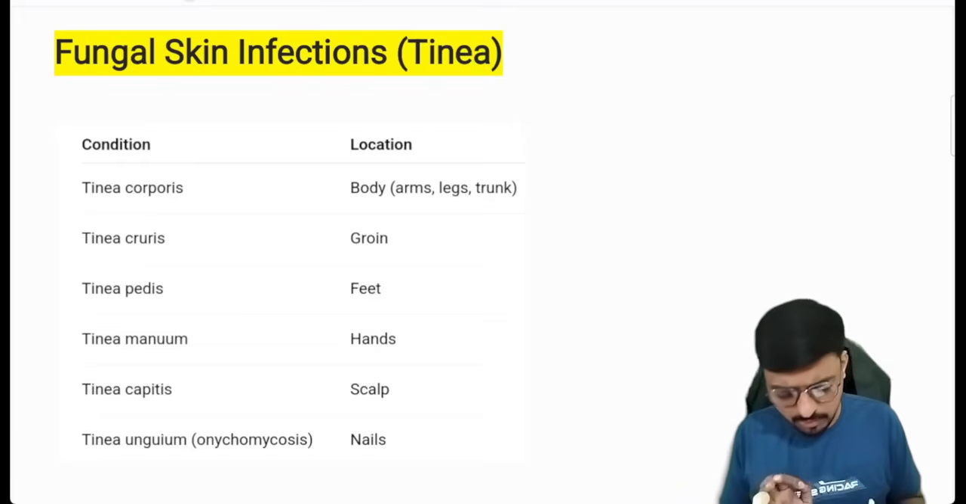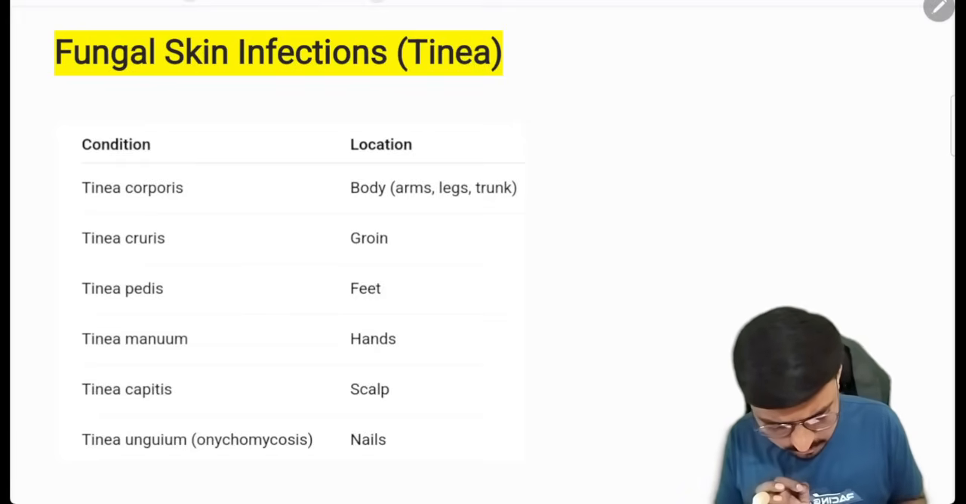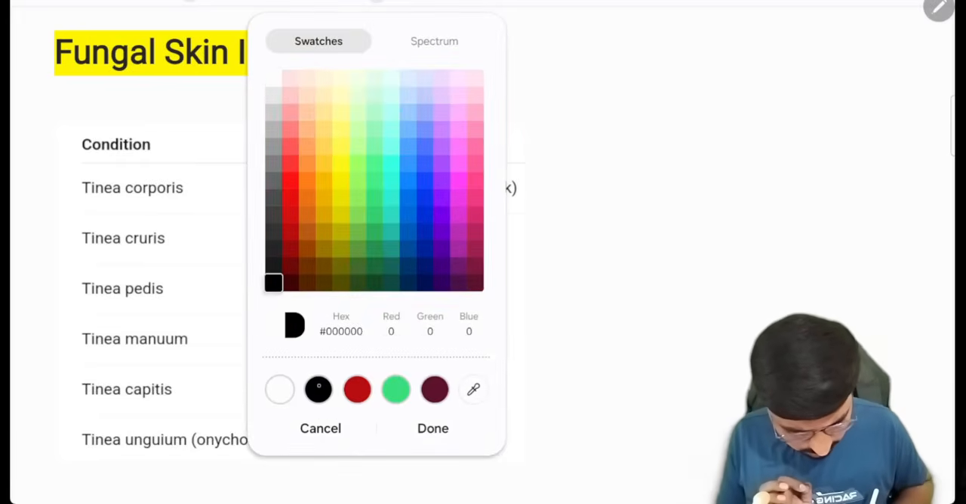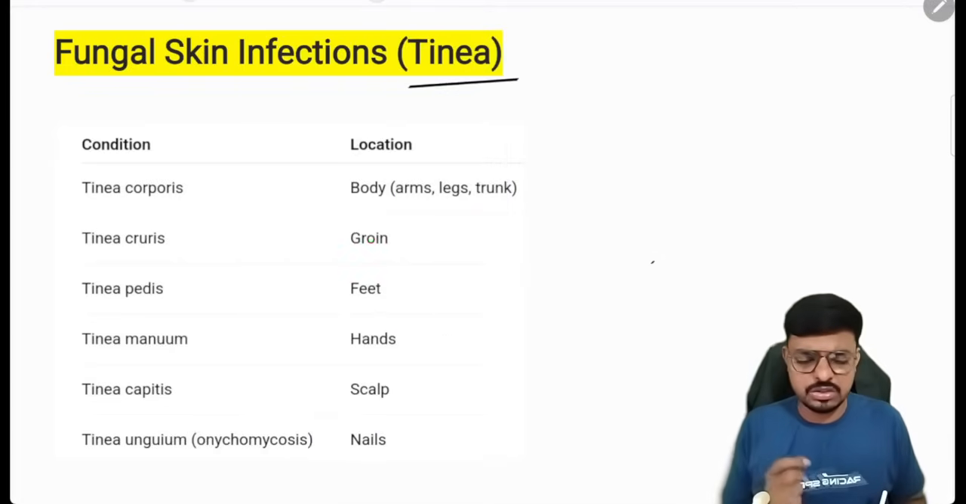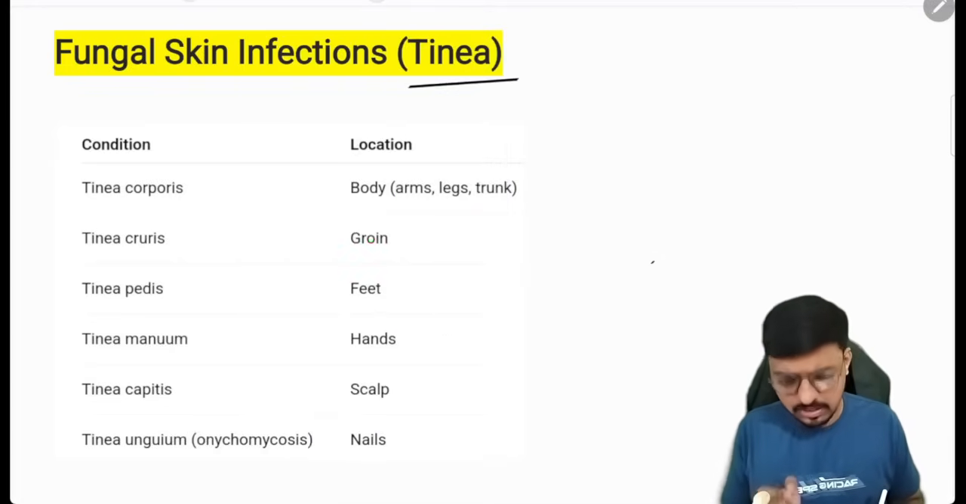There is one term we call tinea for fungal skin infection. Okay, for fungal skin infection, there is one term we call tinea. So this tinea is the infection of the skin by the fungus. Okay, so that is a very important word.